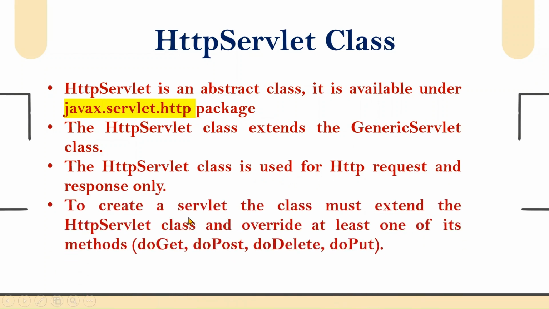Now, to create a servlet, the class must extend the HTTP Servlet class. So if you write any application through HTTP Servlet, then obviously we need to extend the HTTP Servlet class, and you need to override at least one of the methods available in it. For example, we have doGet, doPost, doDelete, doPut, doTrace, and other methods. So at least one you need to override.